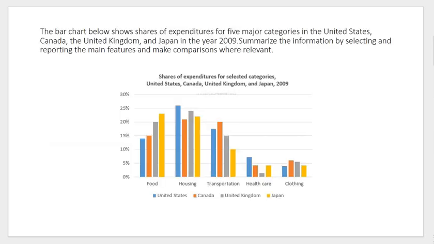Okay, so let's see the important thing. First thing is housing is having the highest percentage for most of the countries. Then least is healthcare and clothing for most of the countries. So this is our overall observation. Then let's see one example of our answer.